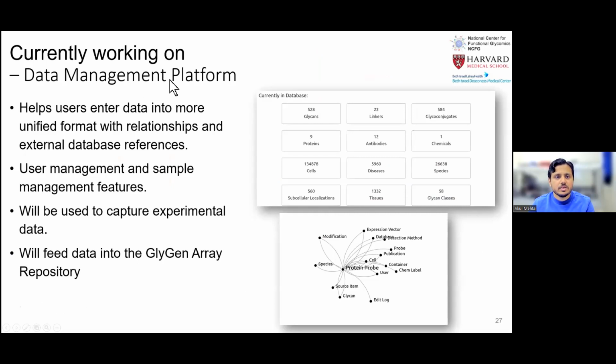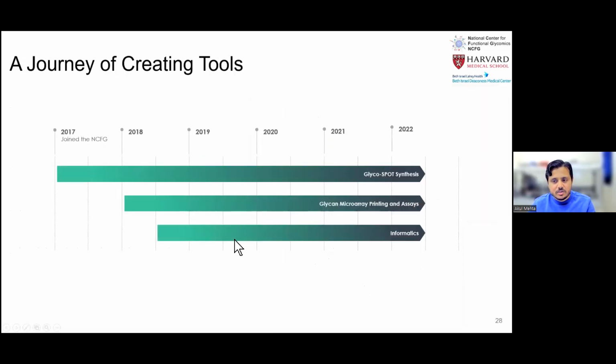And currently what I'm working on is a data management platform to help the users enter data, the microarray experimental data into the database, and also to connect this database to other databases and eventually feed this data into the Glycan array repository. I'm rushing through the informatics part because I know I'm going over time, and I apologize for that. So just to summarize, this is the journey of creating tools which I've had over the past few years.